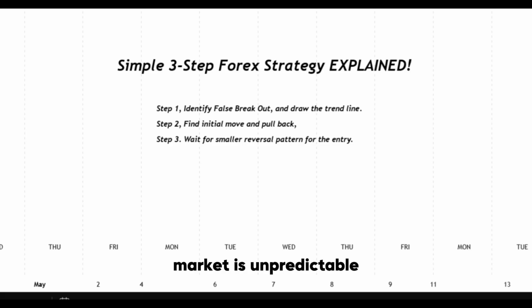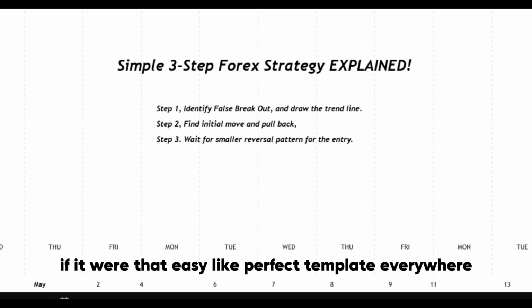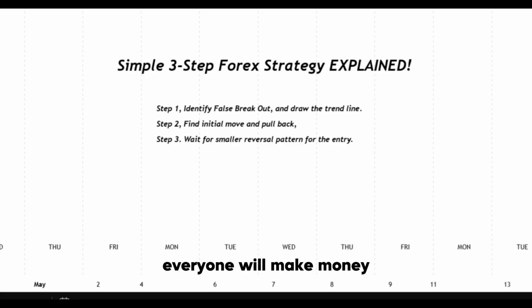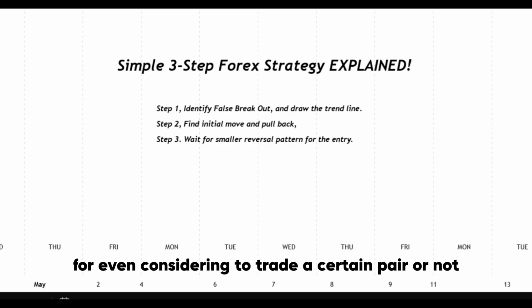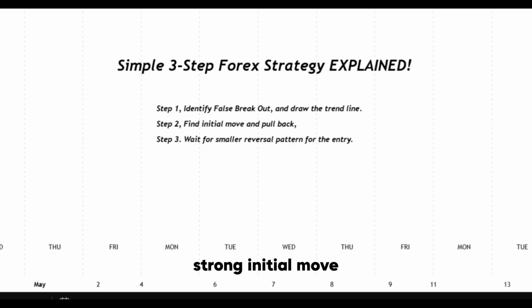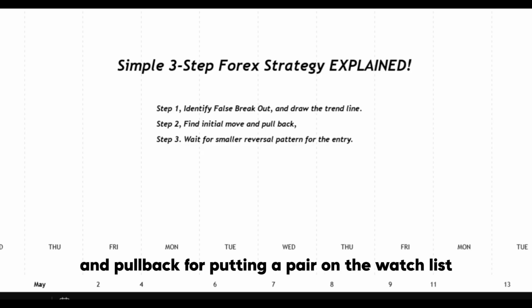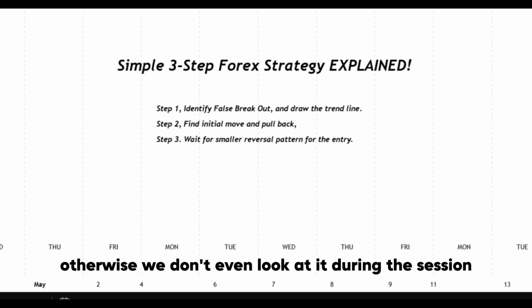The market is unpredictable. If it were that easy, with a perfect template everywhere, everyone would make money. That's impossible. That's the reason why we need strict rules for even considering whether to trade a certain pair or not. So we need a clear, strong initial move and pullback for putting the pair on the watch list. Otherwise, we don't even look at it during the session.